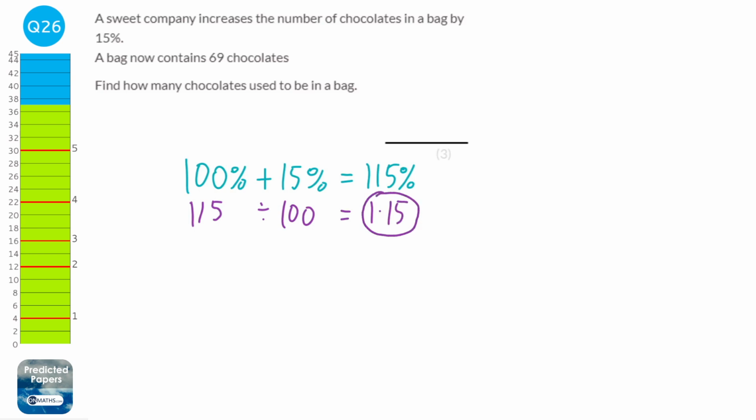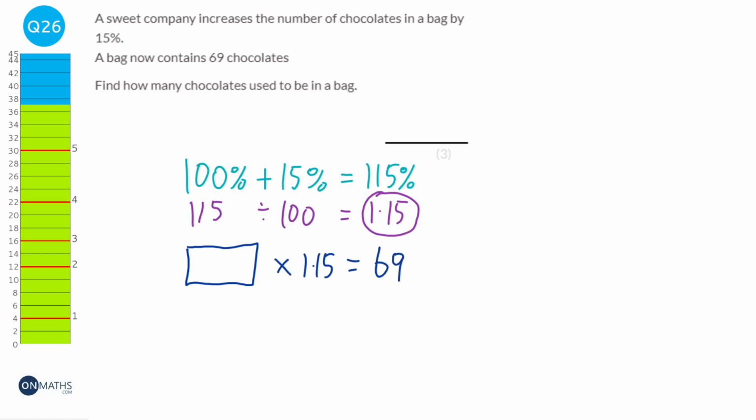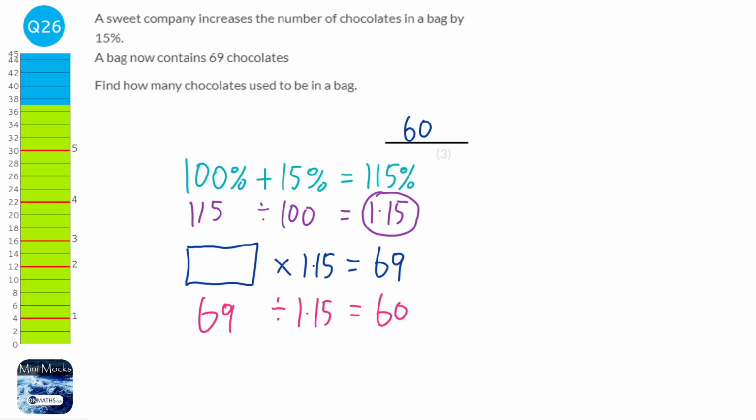Now, they used that multiplier on the original amount, and they times it by 1.15, and they got the answer of 69. But if we're working the other way to find out what they times by 1.15, we get that 69 and we divide it by the multiplier. So if we want to work out what the original number was, we divide it by the multiplier, and that gives us 60. So the answer will be 60.